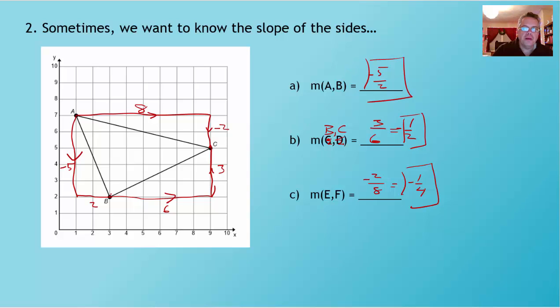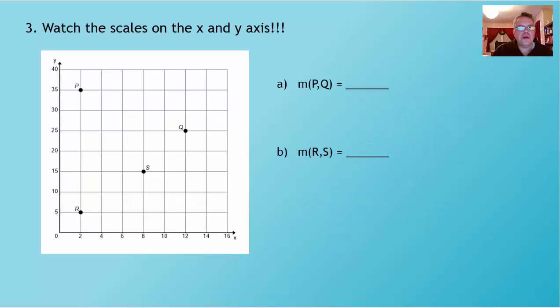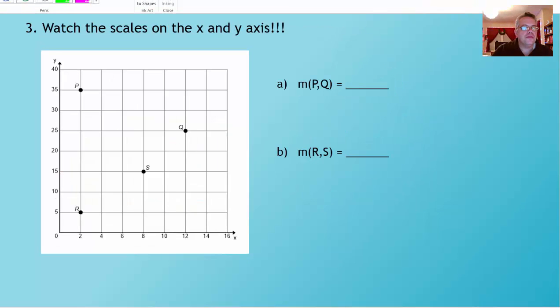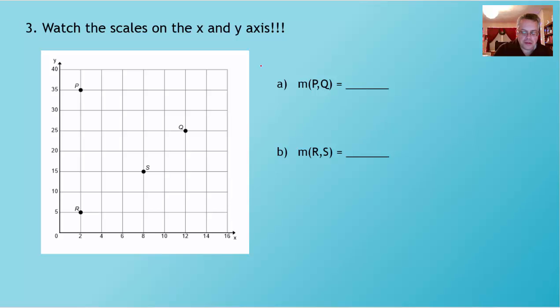Okay, fine. Now, everything's great, but sometimes you've got to be a little careful. So, of course, math always gets a little tricky. We've got to watch the scales here. On the x-axis, this is going up by 2. And on the y-axis, these aren't going up by 1 anymore. They're going up by 5s. So we have to be a little careful when we find the slope, right? The slope between P and Q. Let's go down and then to the right.